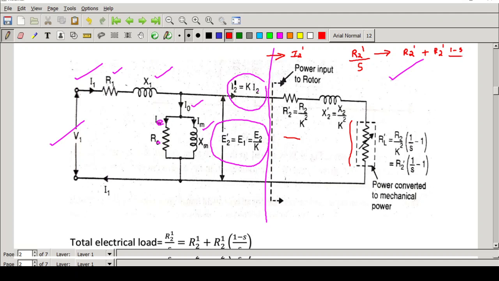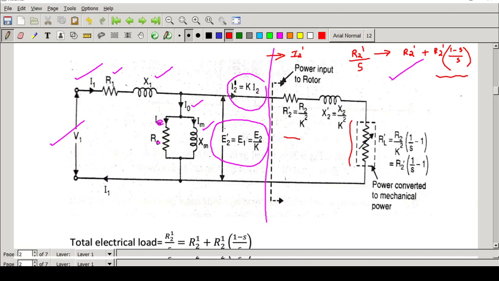1 minus S by S. This portion we will take as a load, and we assume that this is where the mechanical power is developed. And here, since we have taken R2 dash, if we take it in terms of R2, it will be R2 by K squared.